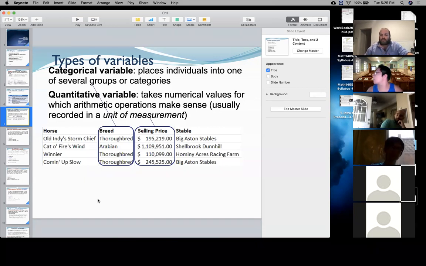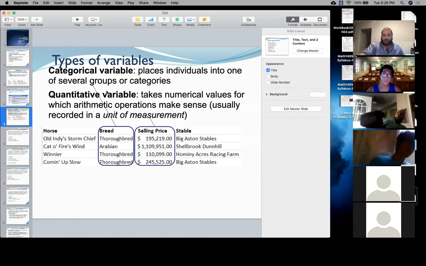Prices, selling prices. Right? That's quantitative. Age, quantitative. Height, quantitative. These are all quantitative. But just because it's a number does not make it quantitative. Does that make sense? Any questions on that? So far, so good? So as you can see here in the slide, breed, definitely categorical. No question about it. And selling price is certainly going to be quantitative.